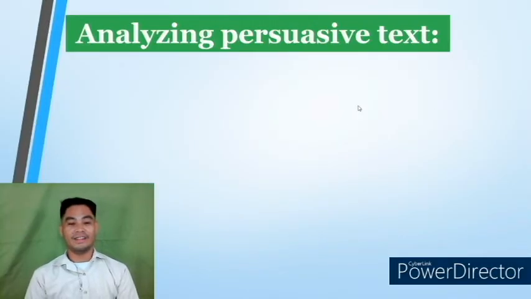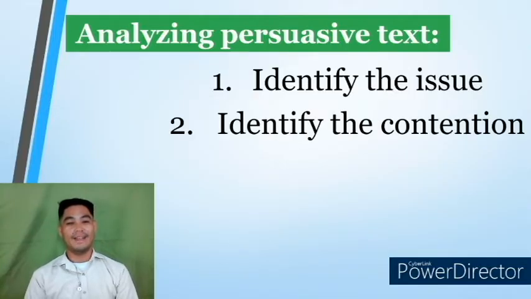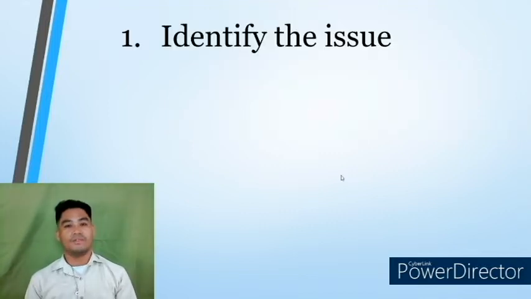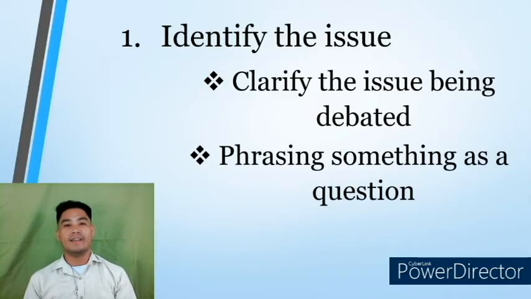On the other end, in analyzing persuasive text, you have to identify the issue. The second one, identify the contention. Let us have the first one, identify the issue. When you read an article, it's important to clarify the issue being debated. When you're identifying the issue, phrasing something as a question can help clearly state what is being argued over.